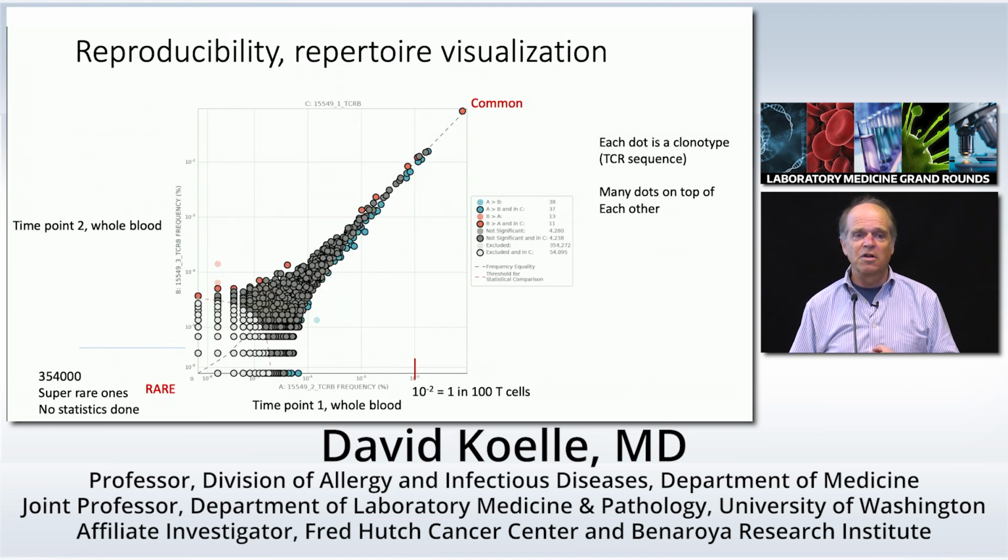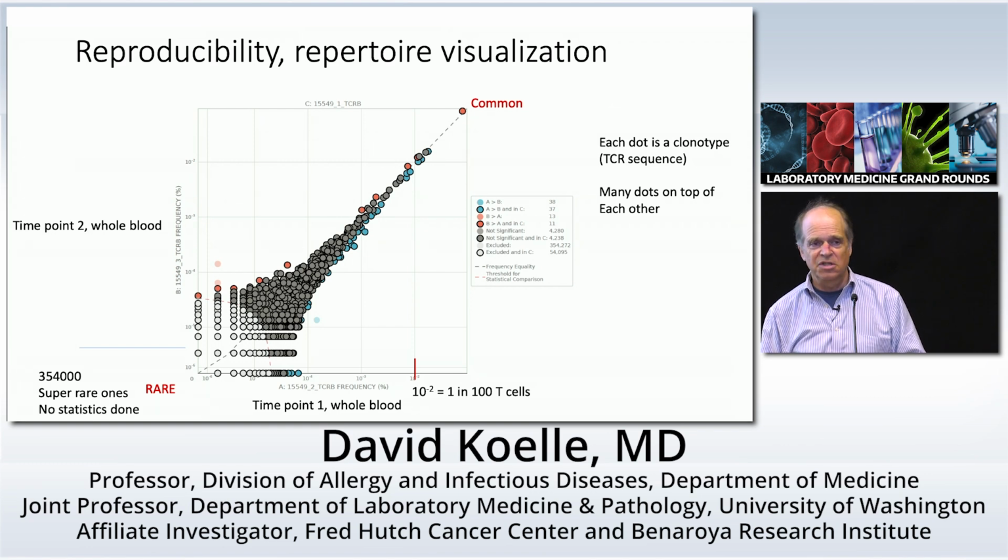So what does this look like over time? What's the reproducibility look like? So here's what a set of 2 samples from one person might look like. Time point 1 on the x-axis, time point 2 on the y-axis. Every dot is a clonotype. A lot of these things are packed on top of each other. And they go from very, very rare on the left to very common, 10 to the -2. So that's really 1 out of 100 T cells way over on the upper right. And you can see that there's very, very good agreement in these 2 time points. So each dot there is a sequence from this person.